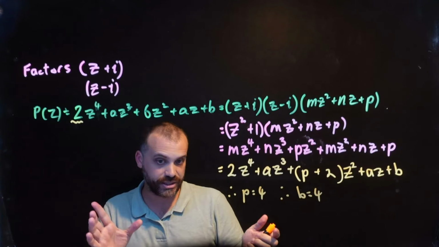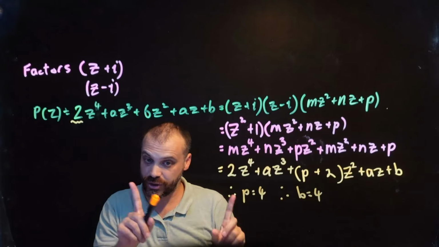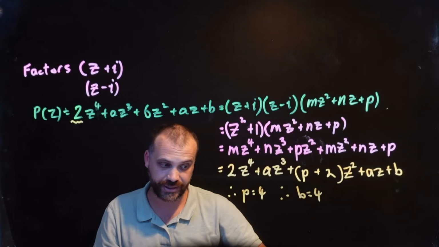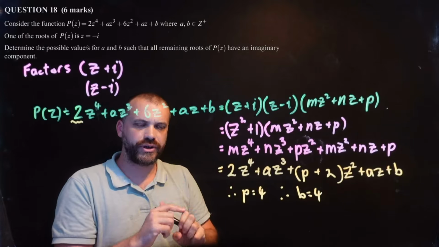Okay, fantastic news, because I now know that b is equal to 4. So the only thing I don't know is a. Okay, so a little bit of thinking, looking around, figuring things out.